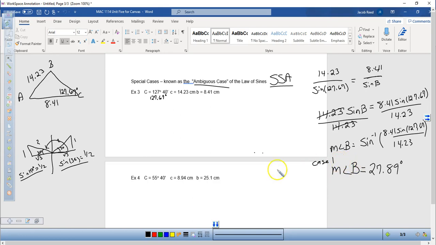Well, how do I find it? What's the relationship between these two angles? They both add up to be 180 degrees. If I did 180 subtract 150, I get 30. Or the other way around, 180 subtract 30, I get 150. They add up to be 180 degrees. They're supplementary angles. Which means that case 2 would be that the measure of angle B would be 180 degrees subtract 27.89.